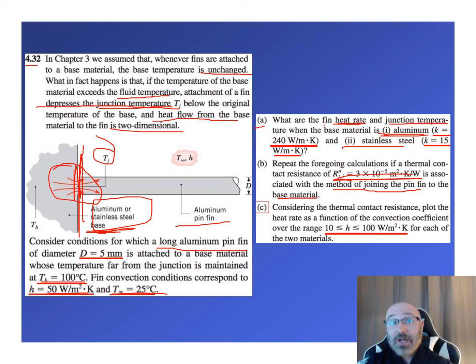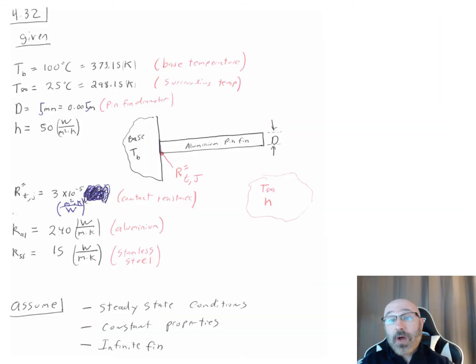In part C, they're saying, okay, now considering the thermal contact resistance, go ahead and plot the heat rate as a function of the convection coefficient H over the range from 10 all the way up to 100 in units of watts per meter squared times Kelvin for both of these different materials. So with this problem, we had quite a bit of information given to us in the word problem, and even the diagram had quite a bit more information, and we had three parts that they asked us to solve for in our solution.